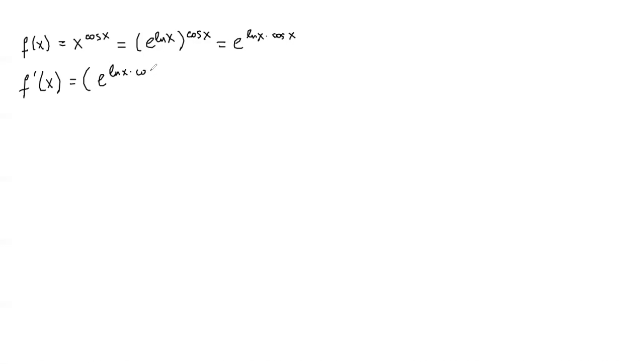So here we're going to use the chain rule. And when we use the chain rule, first we take the derivative of the outer function, which is exponential. So we take the derivative of e to the power, and this gives us the same exponential, e to the power of log x times cosine x, and times the derivative of the argument. In this case, it's the derivative of log x times cosine x.